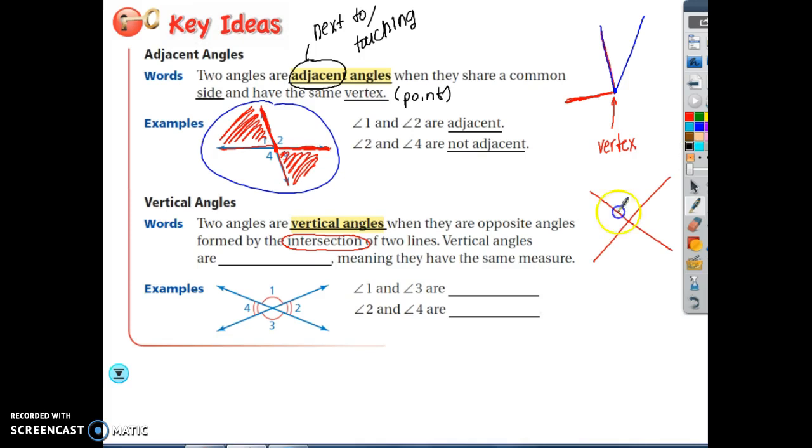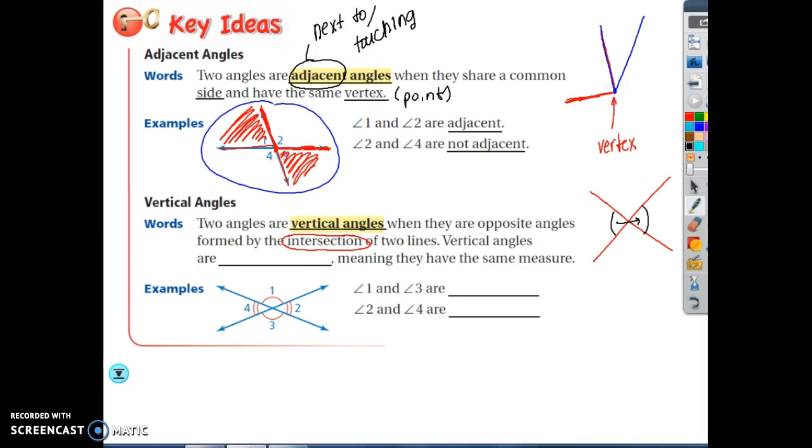So if I were looking at this angle here, an angle that's vertical to that angle would be straight across from it, not adjacent, not touching, but straight across from it. So that would be this angle below. Now you may also look at the left and the right. So if I'm talking about this angle on the left, an angle that is vertical to that angle would be straight across from it. So going straight across this x, the vertical angle would be the angle to the right. So those two are vertical angles.